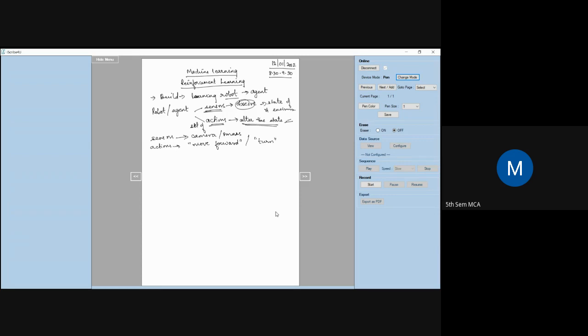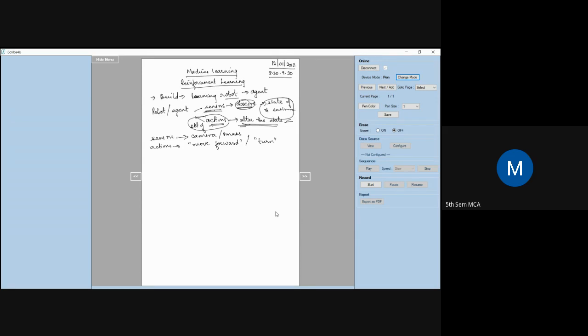Why are sensors required? Sensors are required because the robot has to observe the state of its environment. After observing, it will not sit quiet, right? It has to take some action. This set of actions is going to alter the state, that means it is moving from one state to another state. For that, it requires sensors, right?